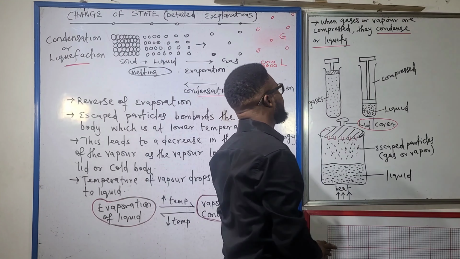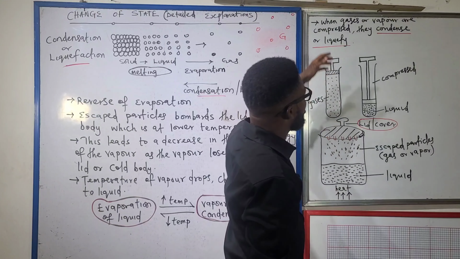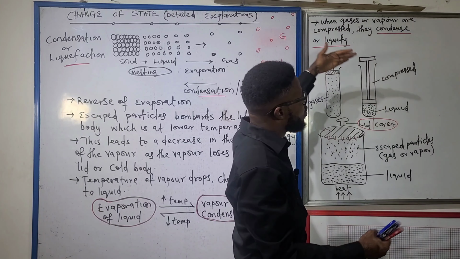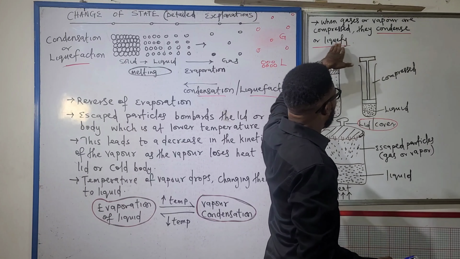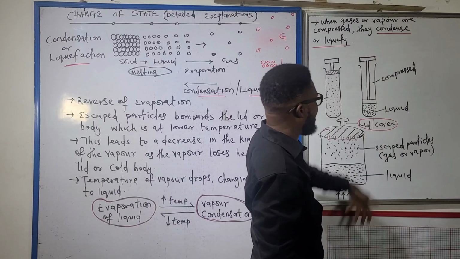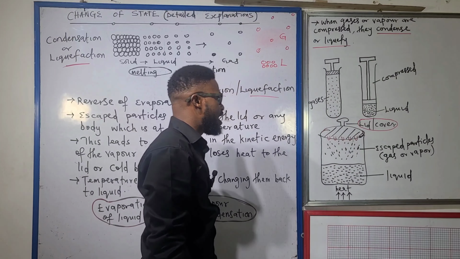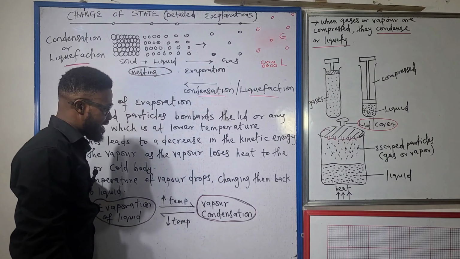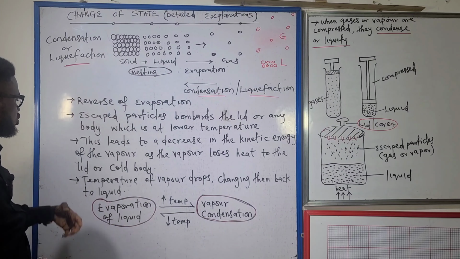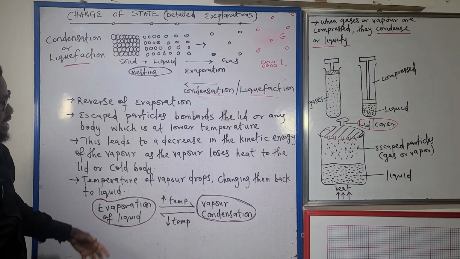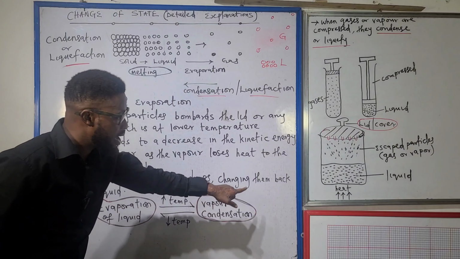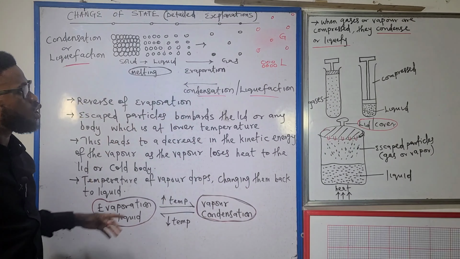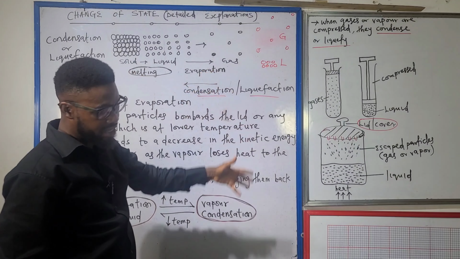So what I am trying to say here is that when you talk about gases or vapor, when they are compressed, they condense or liquefy. That's when condensation or liquefaction happens. So that ends that: condensation happens when vapor or gases lose heat to a much colder body, changing them from gas to liquid, or when you compress them.